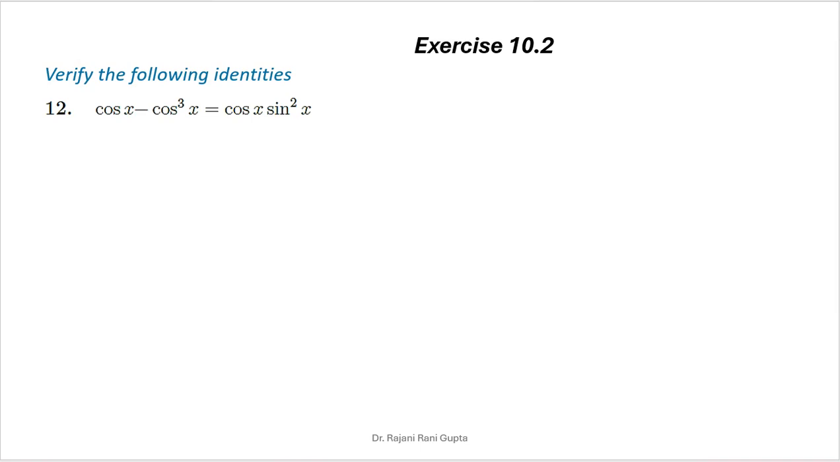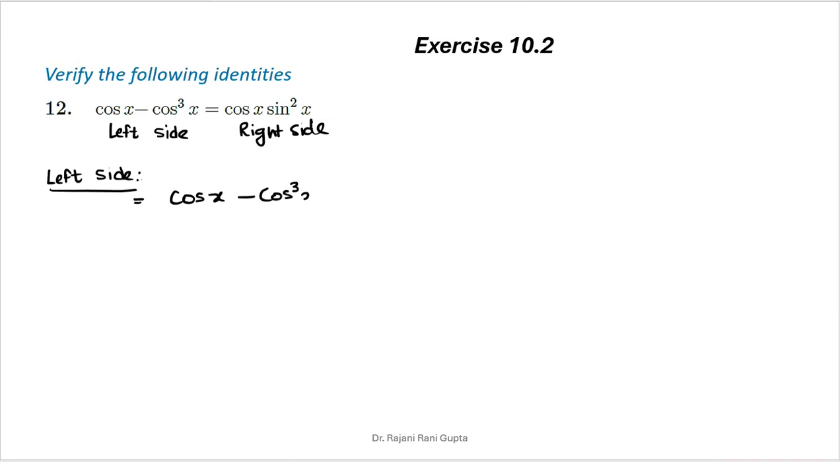So they may ask you, prove that cos x minus cos cube x is equal to cos x multiplied by sine square x. In this case, since this is an equation, one side is the left side and the other side is the right side, and you have to prove that the left side is equal to the right side. So you start with any one side. Say let's start with the left side. Prove that this value is the same as the right side and then you are done. So let's write the left side: cos of x minus cos cube x.